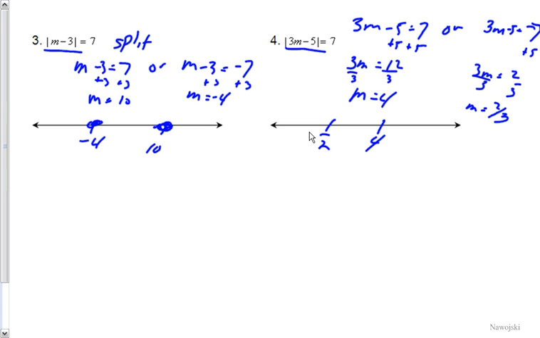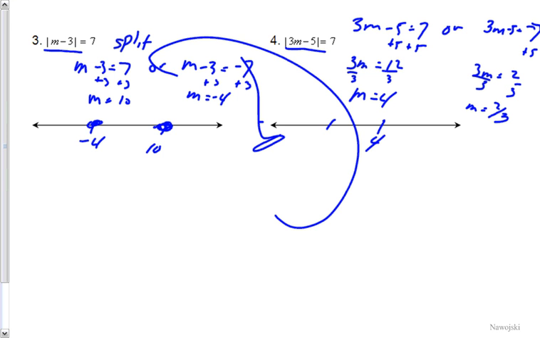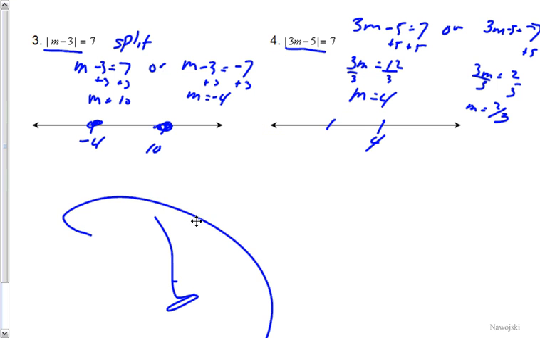Oops. Let's make sure we can read that. Oh, undo. There we go. There's my eraser. Back in action.